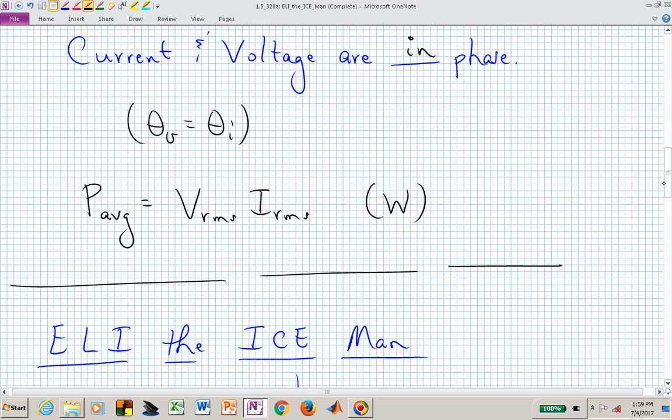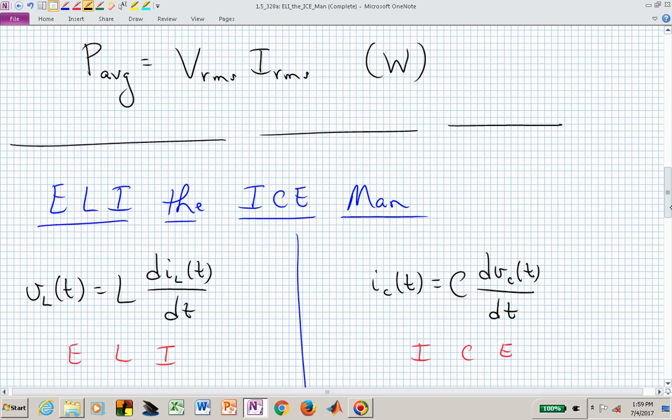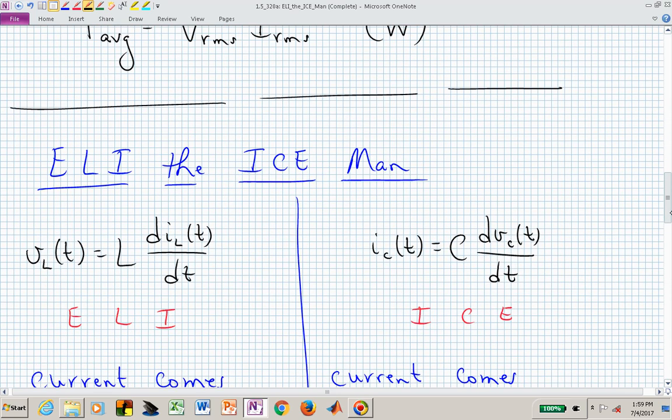Now let's move into Eli the ICE Man. Eli the ICE Man is really just a mnemonic tool to allow us to remember relationships concerning the voltage and current of these two different devices, in particular the inductor for Eli and the capacitor for ICE.